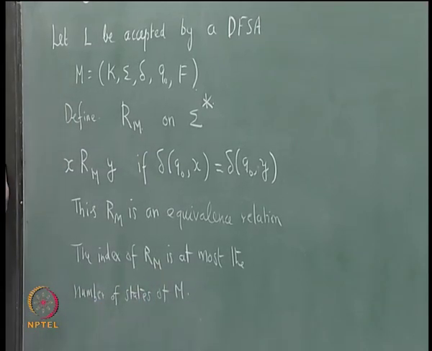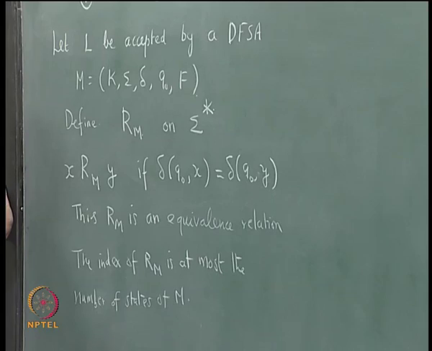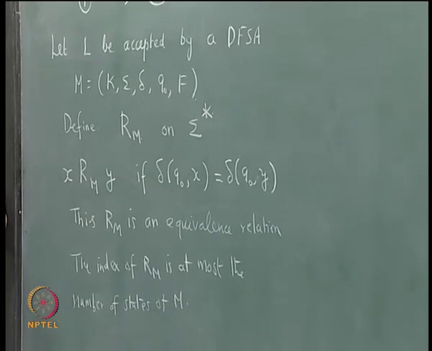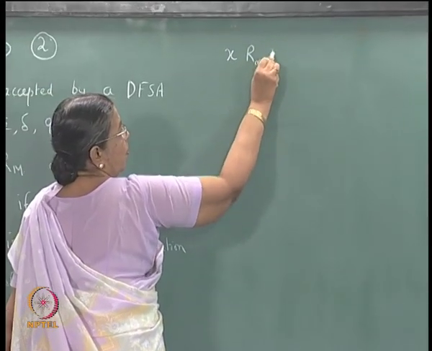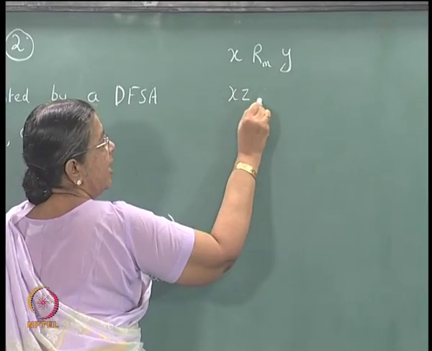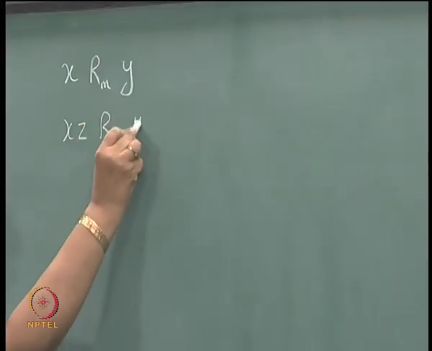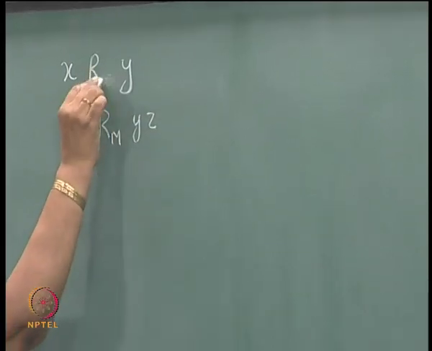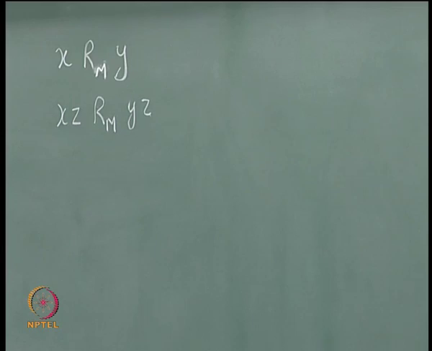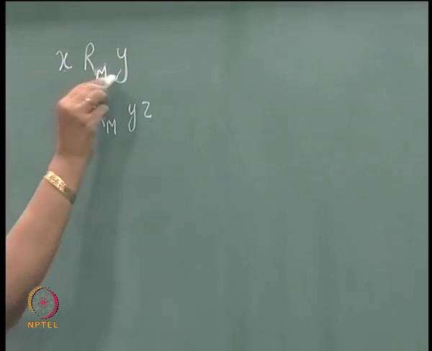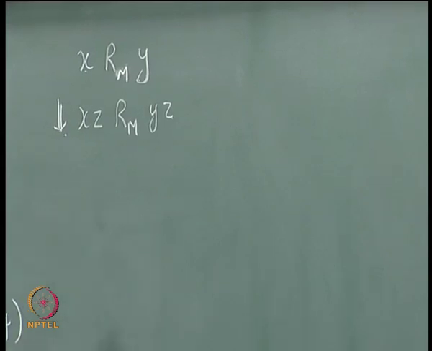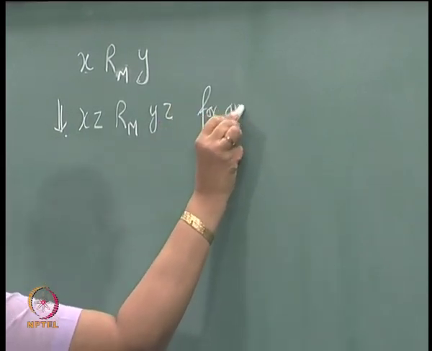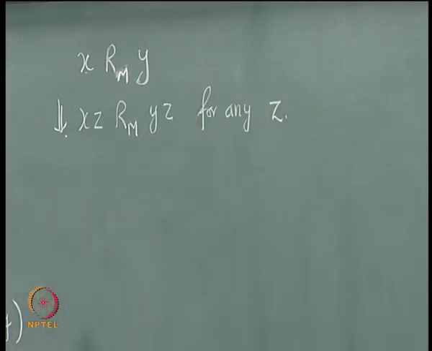There are other things in the second statement. What you have to show is that it is right invariant. What do you mean by right invariant? If x is related to y, then for any z, xz should be related to yz. Take any string; the underlying operation is concatenation. So, this should imply that xz should be related to yz for any z. Then you say Rm is right invariant.